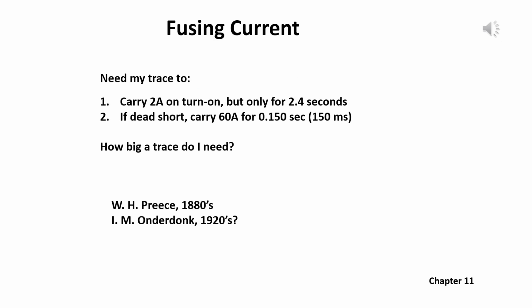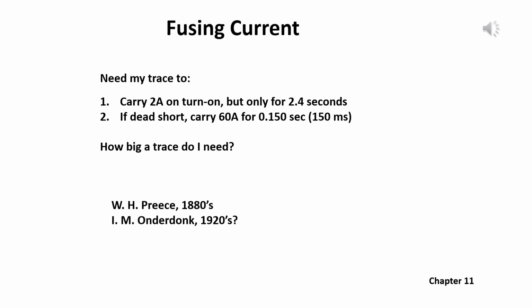The final topic I want to talk about in this presentation is fusing current. And here are two examples of where it might come into play. Suppose when I turn on my system, there's a trace that's going to carry 2 amps, but it's only going to carry it for 2.4 seconds. Then the current on the trace is going to settle down to a nominal amount. How big a trace do I need?